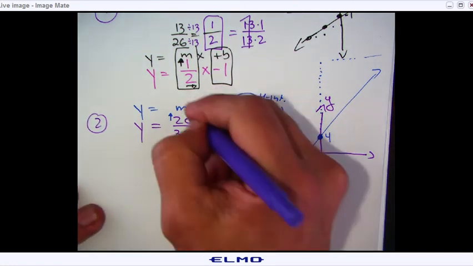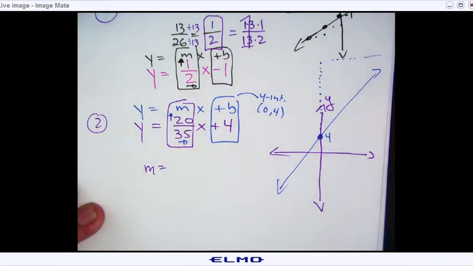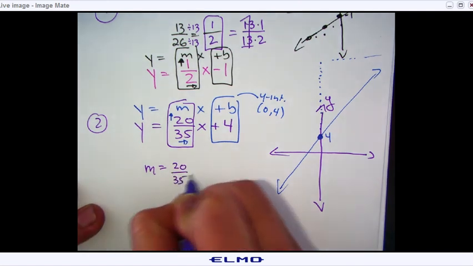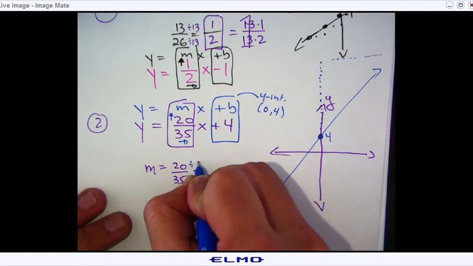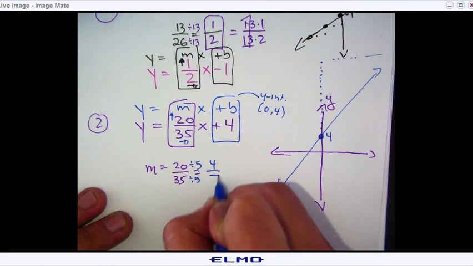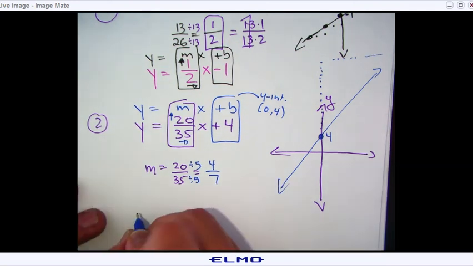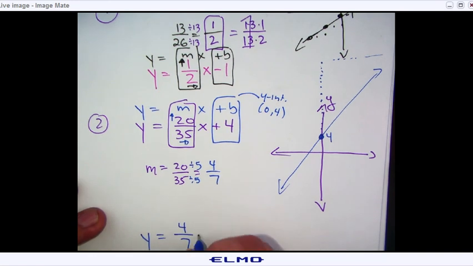All right, so let's go ahead and simplify the m and find an equivalent equation. So 20 over 35. Let me go ahead and divide by 5, which is 4 over 7. And can I keep going? No, that's it. So y equals 4 over 7x, and the plus 4 stays the same.